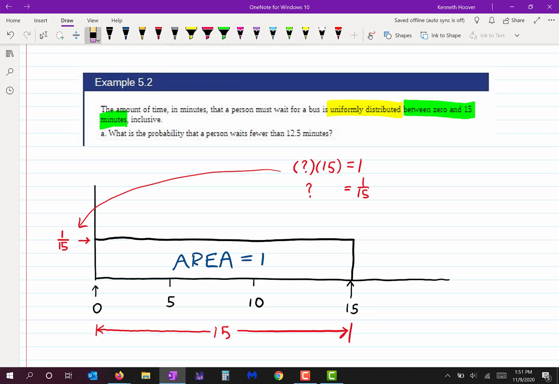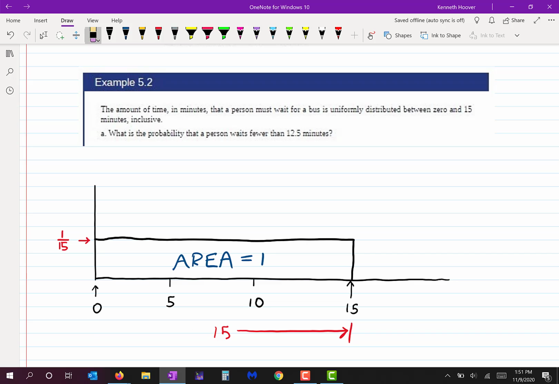Okay. All right, so there is the probability distribution. If you wanted to find the probability of waiting for the bus a certain number of minutes, you could use this distribution to find that. Okay, now you could not do this.